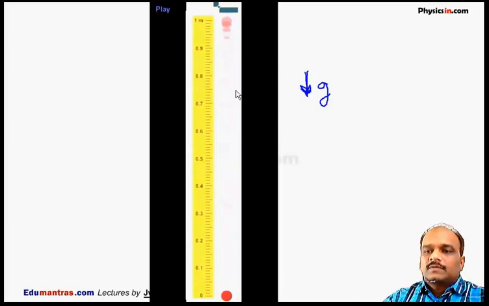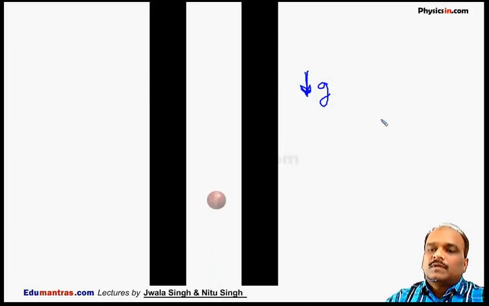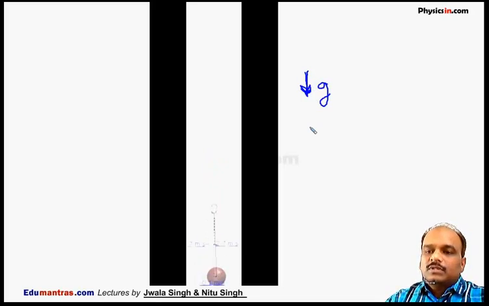Watch this video again. As I release this ball, now what happened when I throw a particle? Now watch the motion of this particle, this ball. When I throw this ball upward, it goes upward, but since the acceleration due to gravity is acting downward, it again falls back. If I throw it again with some more speed, then it goes somewhat more height, stop here.